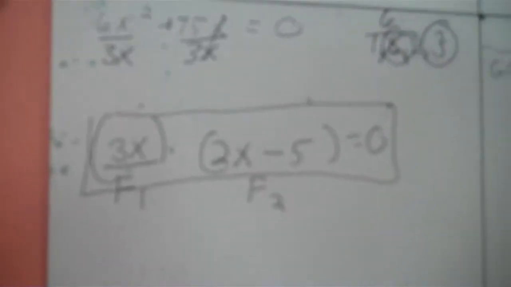Okay. Now I put 3x here. 6 divided by 3 is 2. X squared divided by x is x, okay? And then plus negative. Negative 15 divided by 3 is negative 5. So if it's negative, just write minus 5, and then those cancel, okay? So factor 1 is 3x, factor 2 is 2x minus 5. So 3x equals 0, 2x minus 5 equals 0.